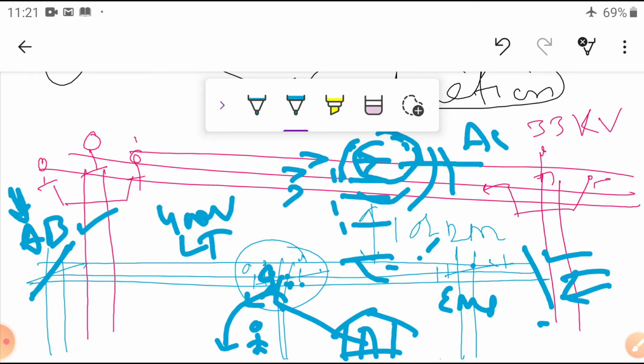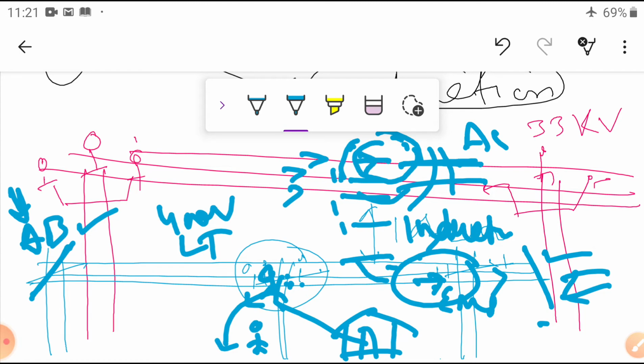The EMF induced in a nearby conductor due to the current flowing in another conductor is known as the induction principle. The EMF induced in the nearby lines is known as the induced EMF, that is the induction effect. Actually there is no physical contact between this line and this line, but there is an air gap of 2 to 3 meters. But even then he got an electric shock.